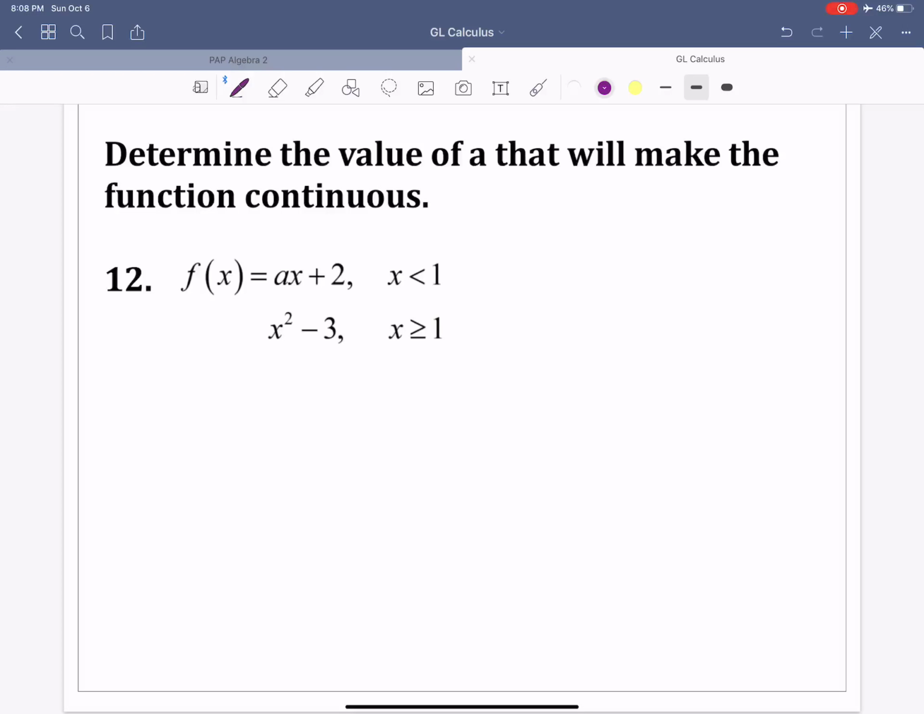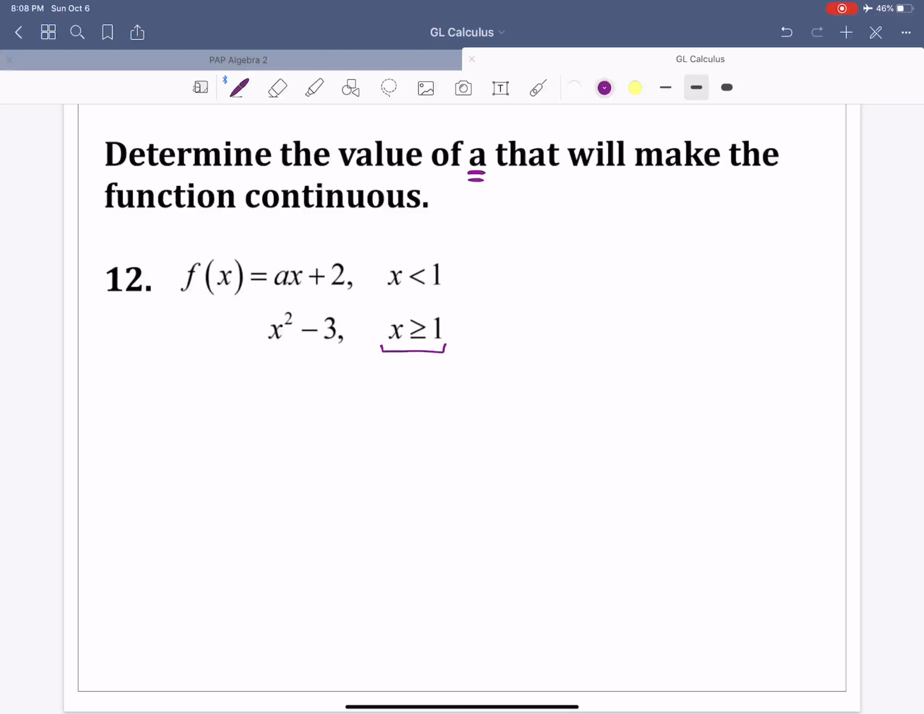Okay, so here's the next one. It says determine the value of a that will make the function continuous. So again, this is a different type of question. The first thing we want to look at is, number one, does the function exist at x equals 1? And yes, it does.